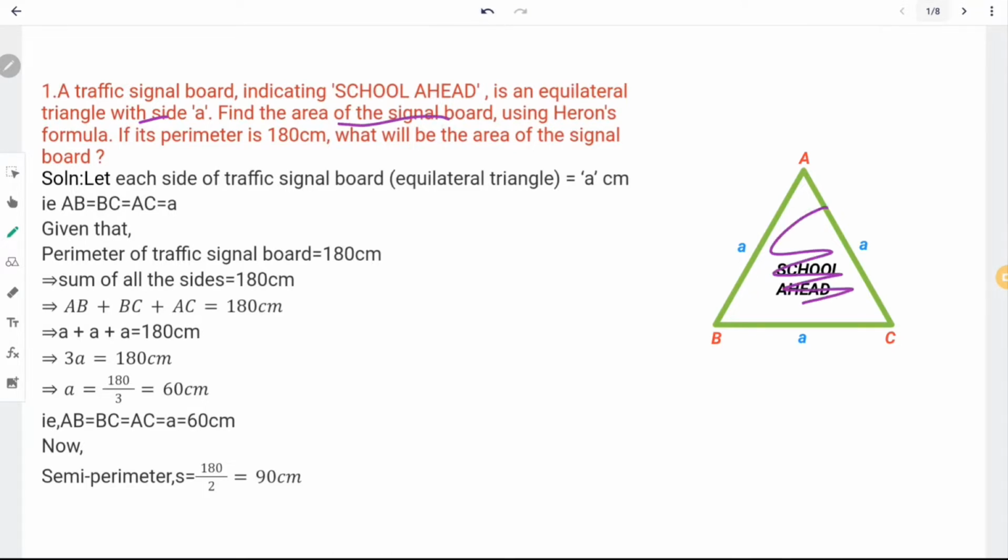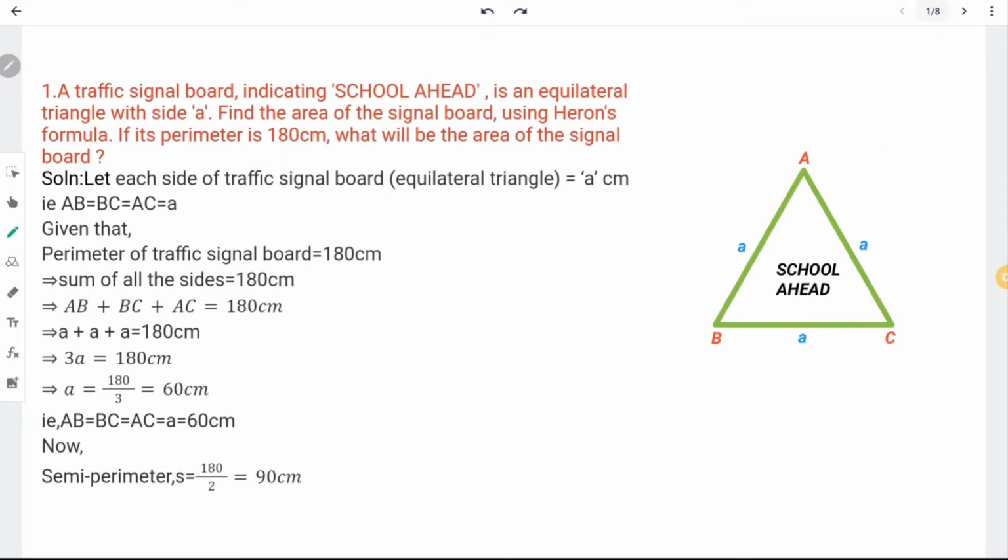So this is the area of the signal board using Heron's formula. And they've given us the perimeter, which is 180 centimeters. Perimeter means the boundary, right? So if you look at the boundary here, it will be AB plus BC plus AC. When we add the boundaries, how much are we getting? 180 centimeters. All right, so let's try to go about solving it.